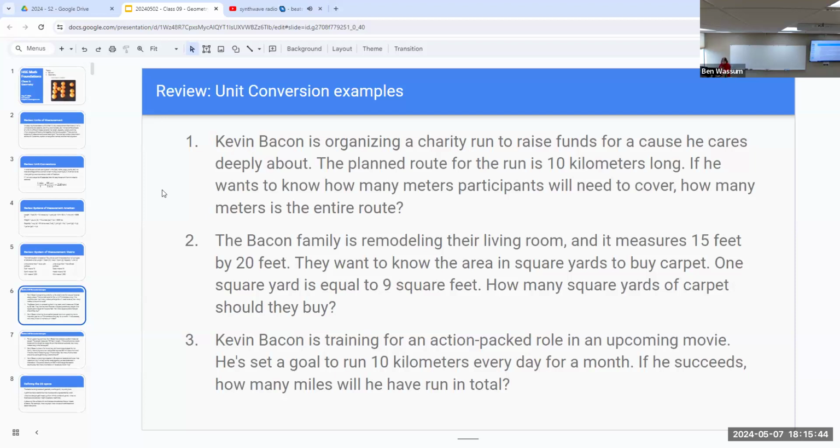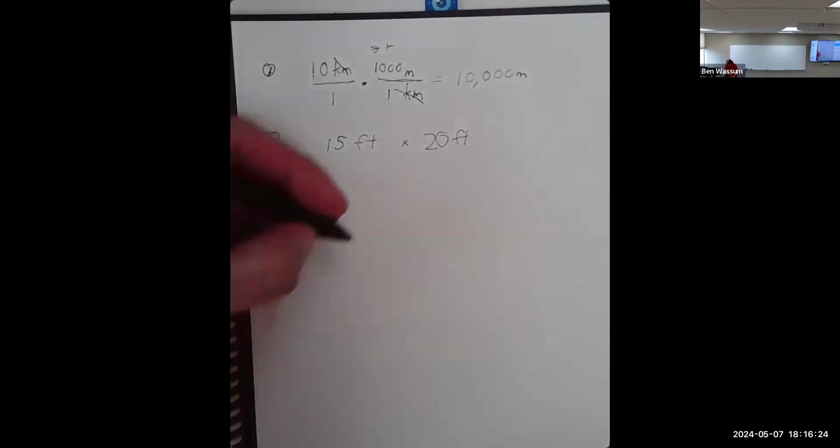Bacon family is remodeling their living room, and it measures 15 feet by 20 feet. They want to know the area in square yards to buy carpet. 1 square yard is equal to 9 square feet. How many square yards of carpet should they buy? Yeah, because as you often do, you buy things in square yards. Does that make sense, right? The main thing is that we have 15 feet by 20 feet. Square yards.